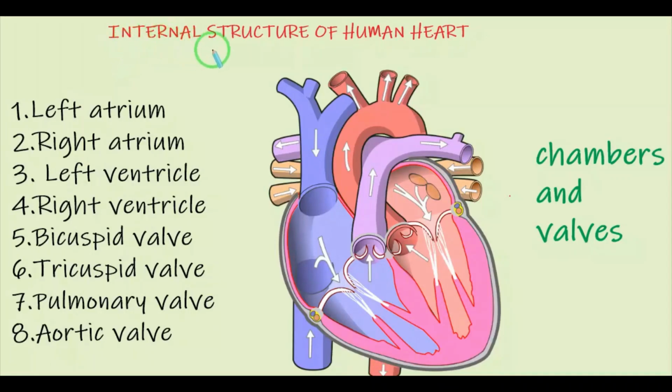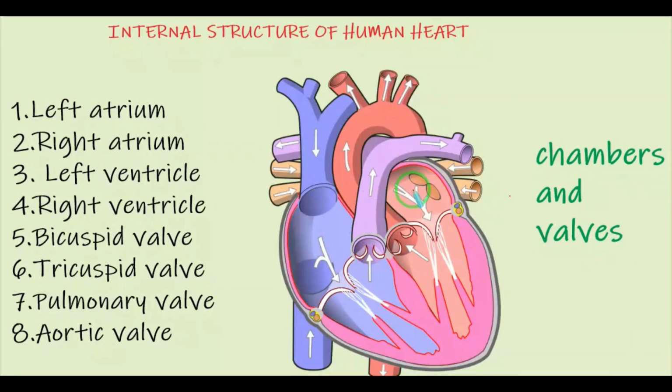Okay. So this is the internal structure of human heart. First, we can see the chambers of the heart and valves of the heart. So the human heart is a 4-chambered heart. First, second, third, fourth. So these are the 4 chambers. Upper chambers and lower chambers. Upper chambers are known as auricles and lower chambers are known as ventricles. Upper chambers, auricles, or we can say atrium, singular atrium, left atrium, right atrium, like that.